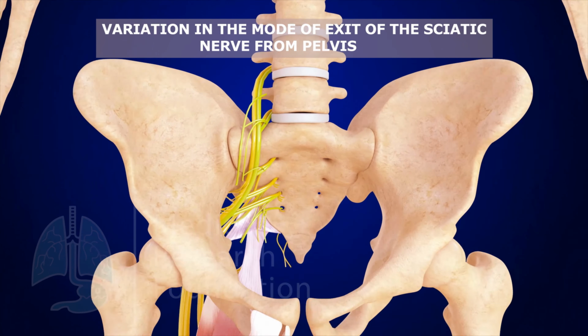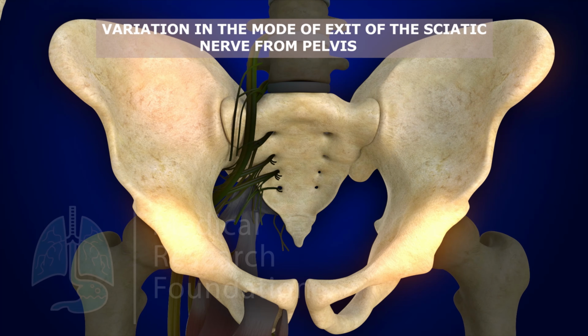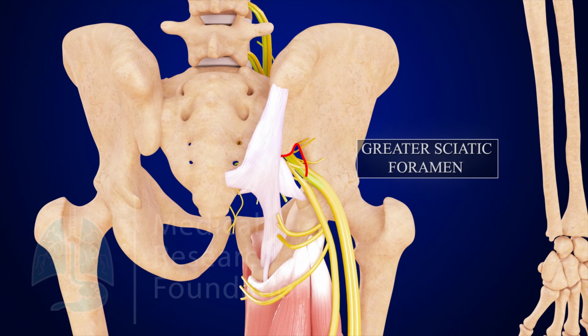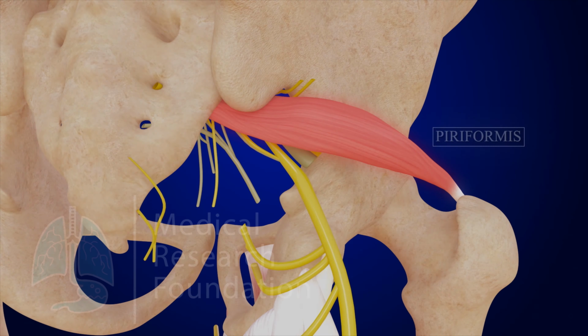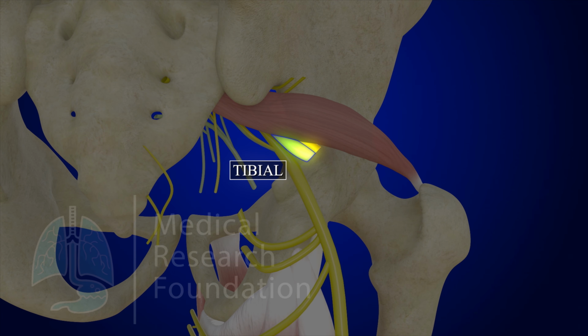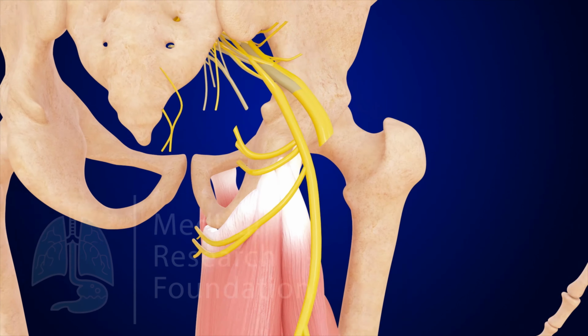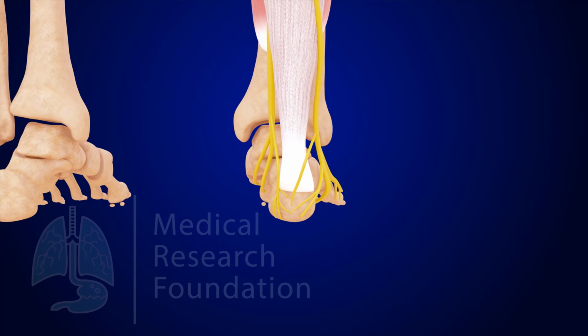Variations in the mode of exit of the sciatic nerve from pelvis. Normally, the sciatic nerve enters the gluteal region through the greater sciatic foramen below the piriformis. Sometimes, the sciatic nerve divides into tibial and common peroneal components within the pelvis. In such cases, the mode of exit from pelvis occurs as follows.